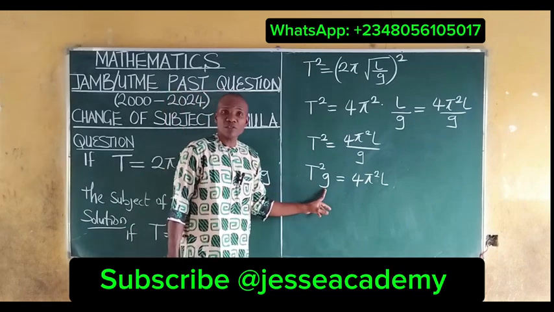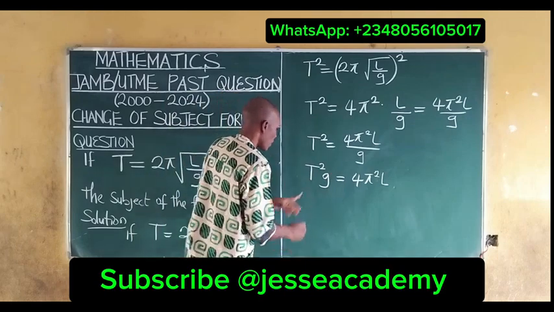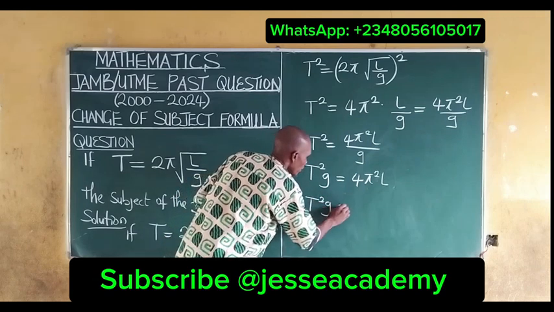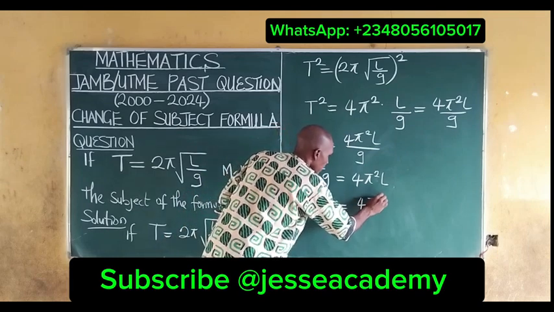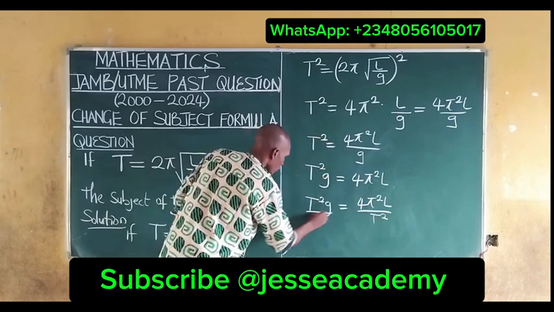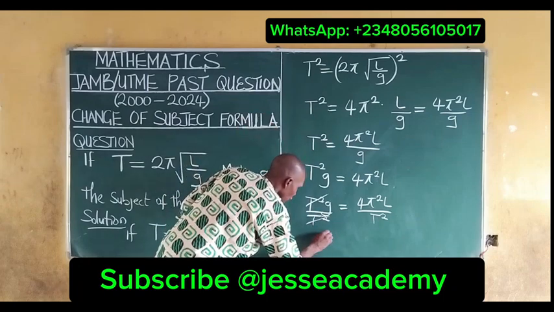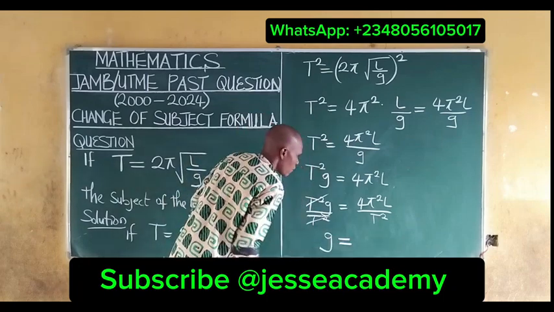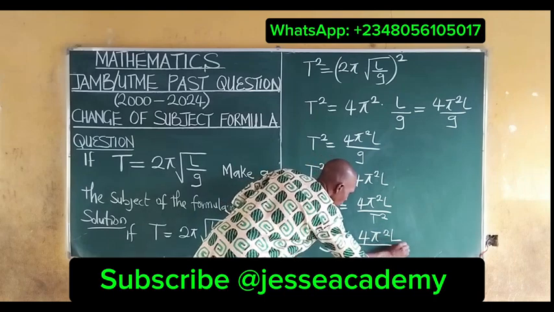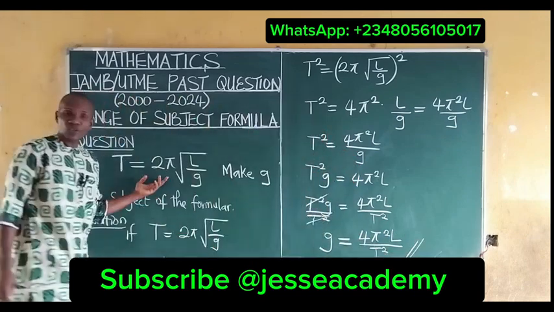Since we are asked to make G the subject of the formula, we now divide both sides by T squared. If we divide both sides by T squared, we have T squared G over T squared equal to 4 pi squared L all over T squared. Of course, this is T squared; this will cancel this. We'll be left with G, which is the subject of the formula. It will be equal to 4 pi squared L all over T squared. So this becomes the solution to the equation given.